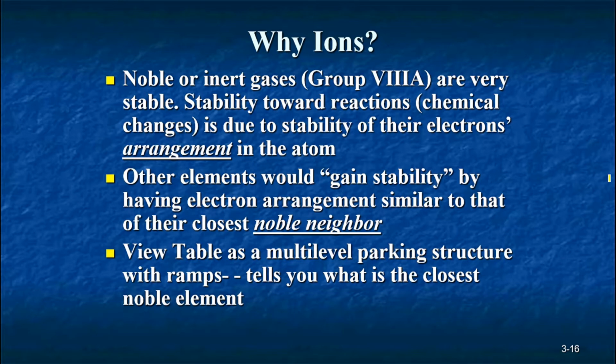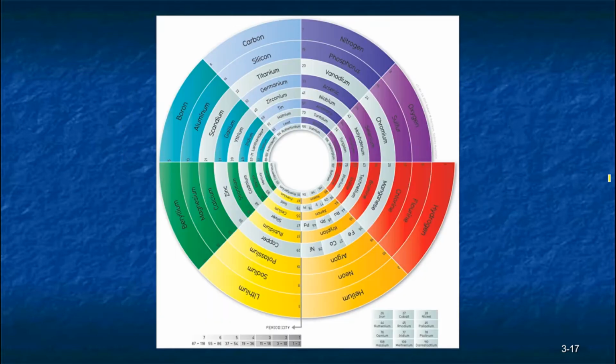What if we were to see the periodic table as like a multi-level parking structure with ramps? You go down one level, and when you reach the end, there's a ramp that goes to the next level. But actually, it doesn't go straight up, but it kind of zigzags back. Another way of looking at it is to look at the periodic table in this form, like a spiral. Okay, so let's look in this case here.